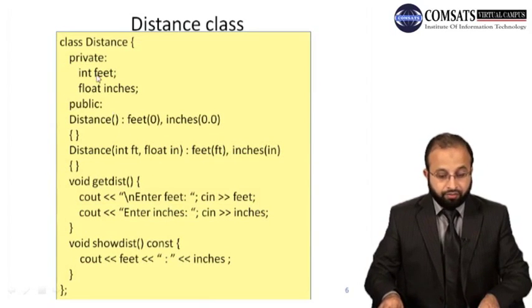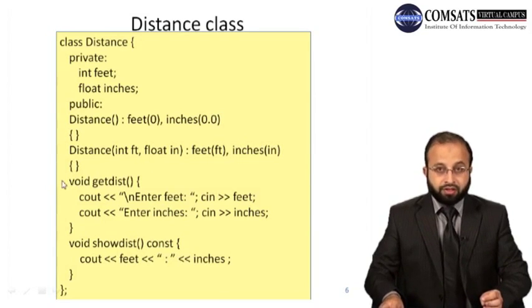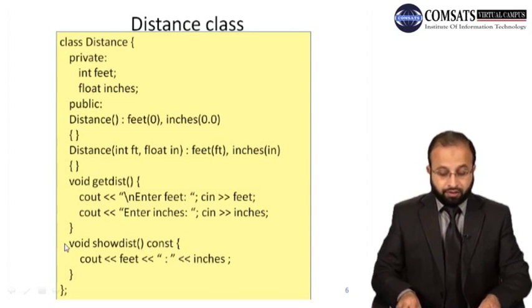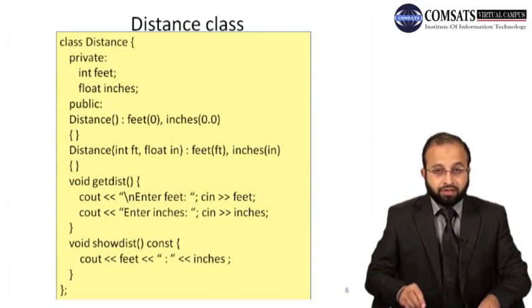Very basic definition of the distance class: feet and inches are the private data members. There's one default constructor. The second one is the constructor with two arguments. getdist will take input from the user. The distance in feet and inches is assigned into the private data members of the invoking object, and then the showdist function, that is a constant function, right? It will display the distance. Okay, you can put a setdist function as well here.